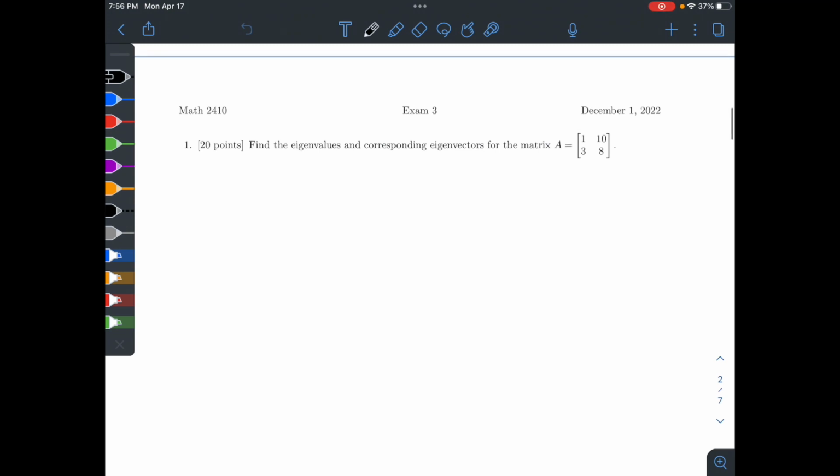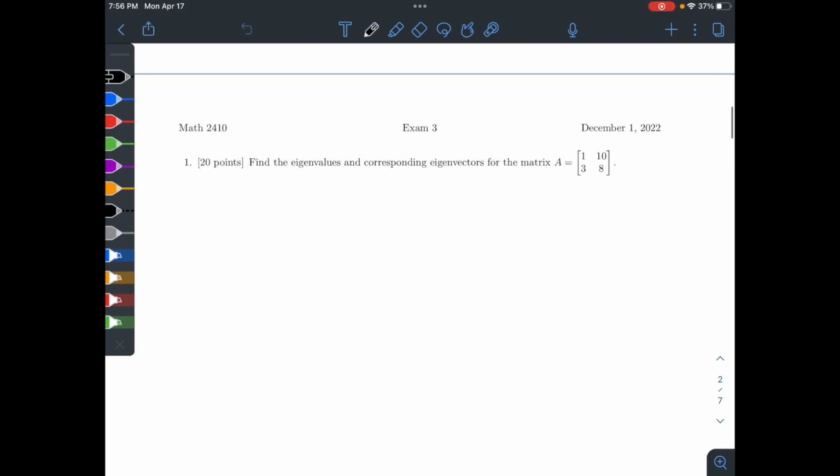All right, so we're going to start off by just going through the old exam 3 from last semester. And the first problem of which is to find the eigenvalues and eigenvectors for this matrix here. So anytime that you want to find the eigenvalues and eigenvectors, you start by finding the eigenvalues via finding the roots of the characteristic polynomial, determinant of A minus lambda I.